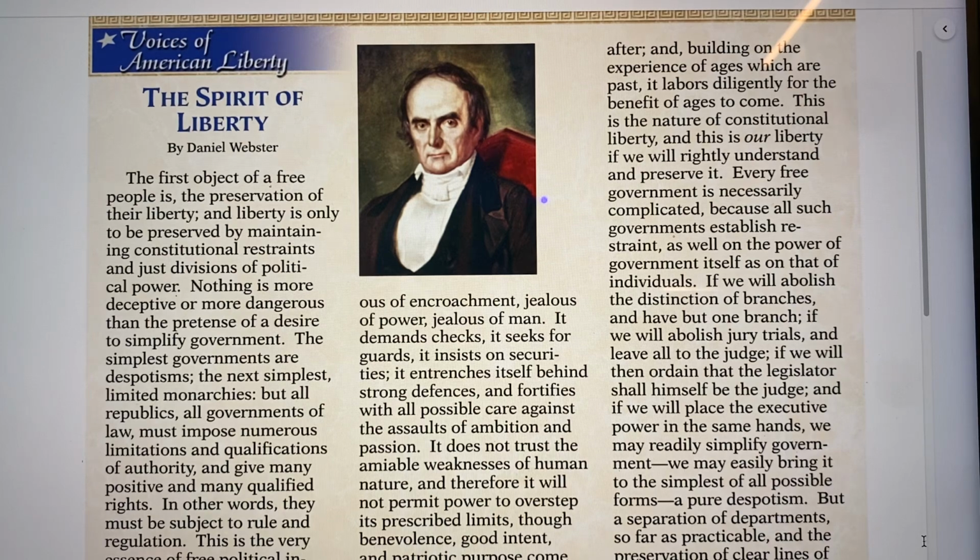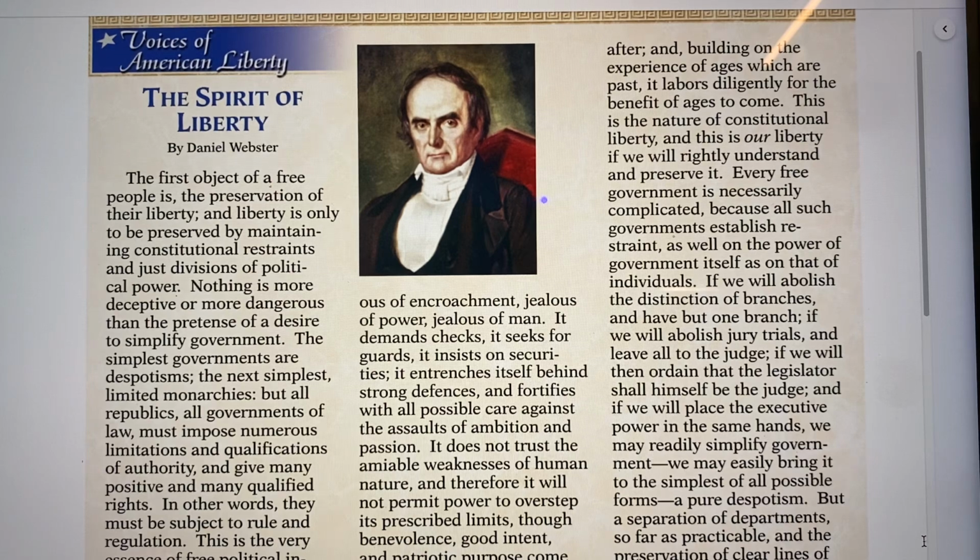Also, we must give positive and qualified rights. We must qualify our leaders, right? And subject them to the rules and regulations of this land. Even the President of the United States, the highest of our executive branch, needs rules and regulations. This is the very essence of a free political institution, right? That's what brings our freedom. He talks about what's called the spirit of liberty. What is the spirit of liberty?